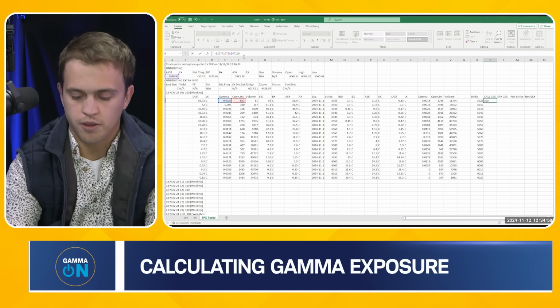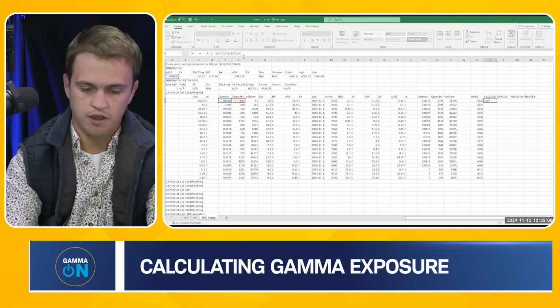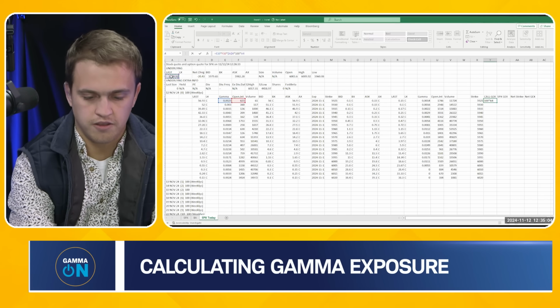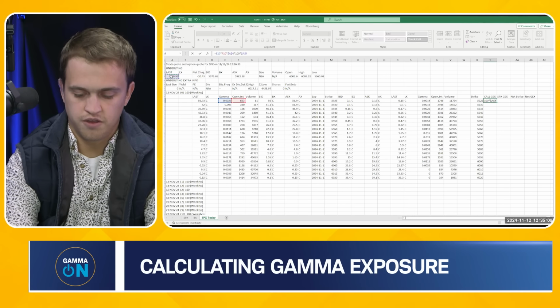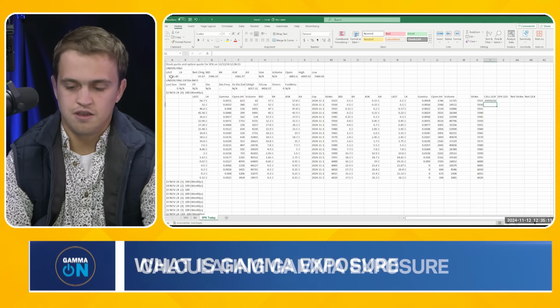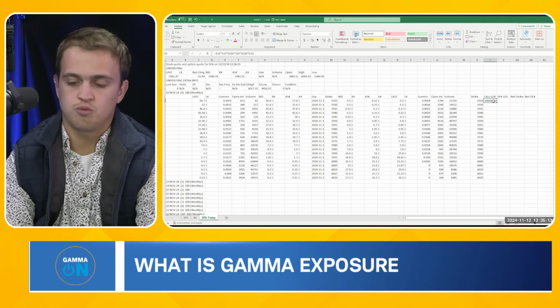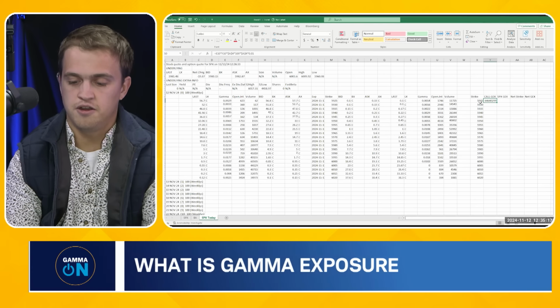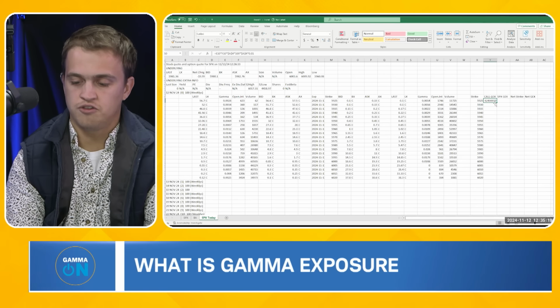Then we're going to multiply it by the contract size. Then we're going to come back and do it one more time. The logic behind this is we're then going to multiply by 0.01. That's going to give us the notional gamma exposure per 1% move in the underlying, based on that strike, for the call side.